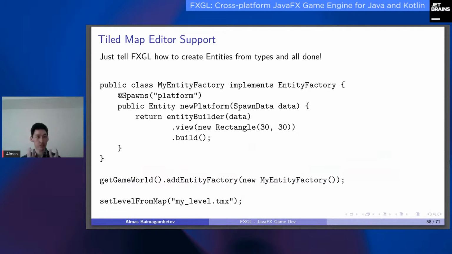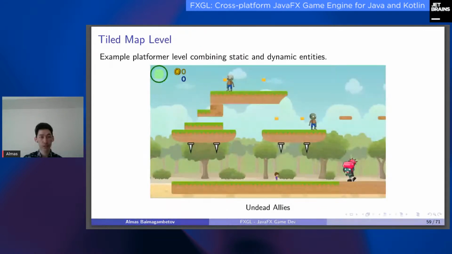So you've got your entity factory that tells FXGL how to produce your entities. And all you need to do is just to provide the file name from which to load. And here's an example of what it might look like, which combines both static and dynamic entities. Static being the ones that are part of the level, dynamic ones that are created at runtime.